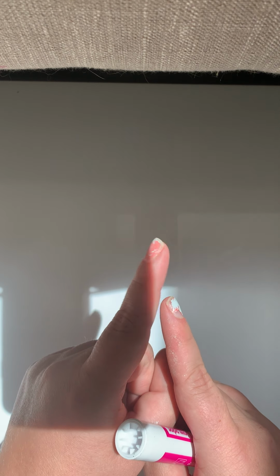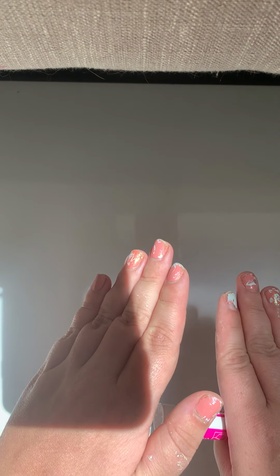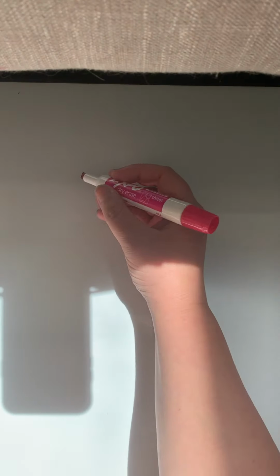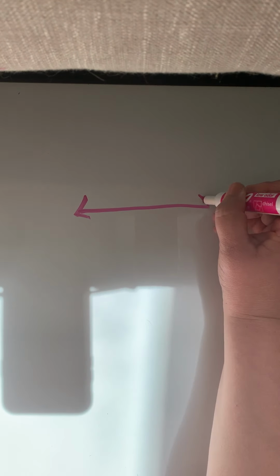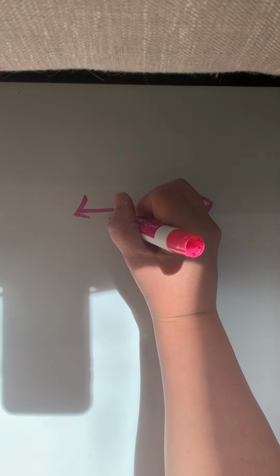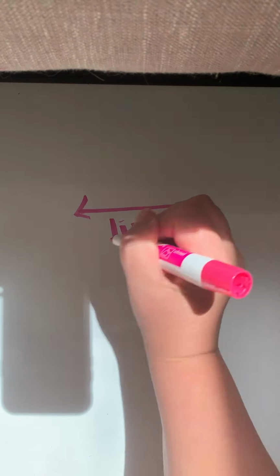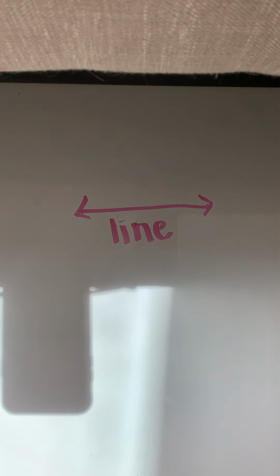Number 1 says a blank has no endpoint. So everybody right now on your whiteboard, write, what is it called if it goes on forever and ever in every direction? Excellent job. We should have line written down on our whiteboard.